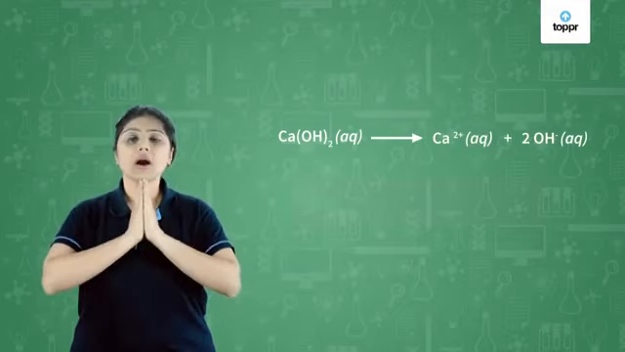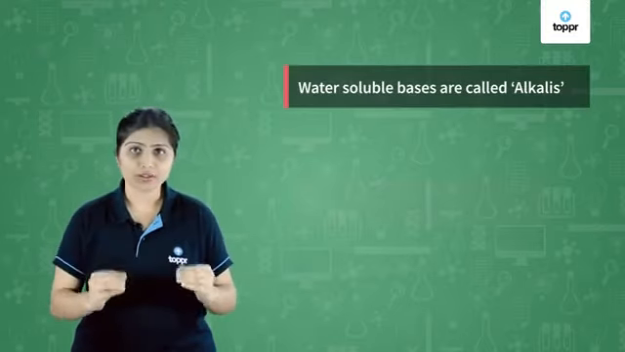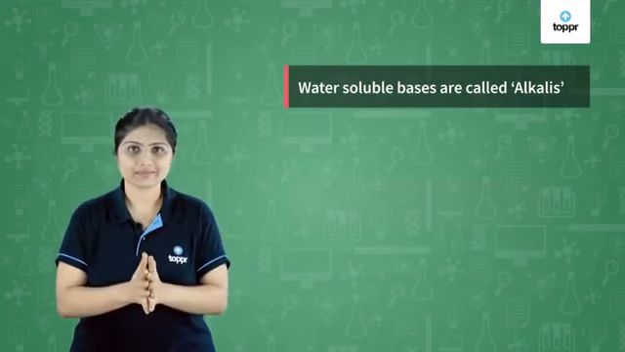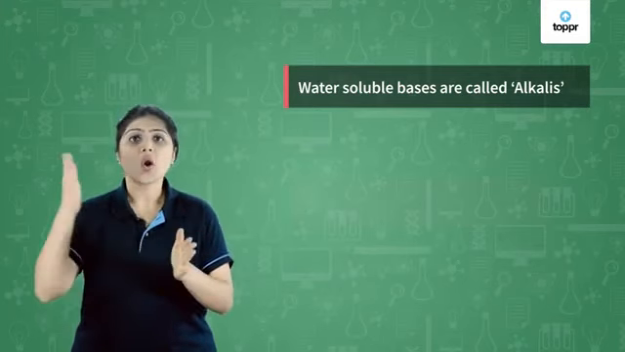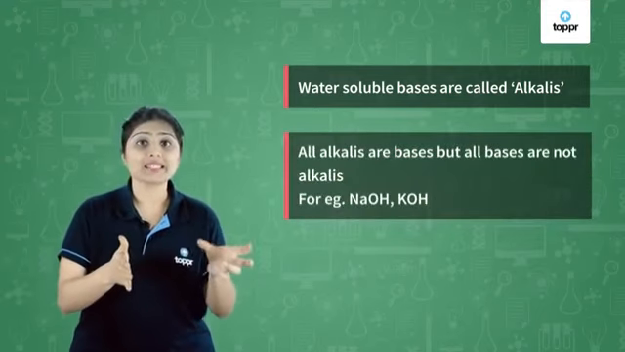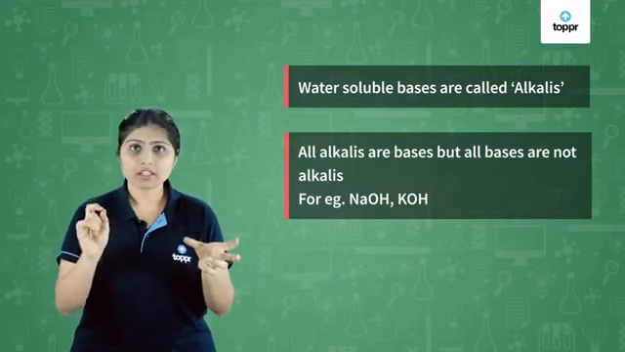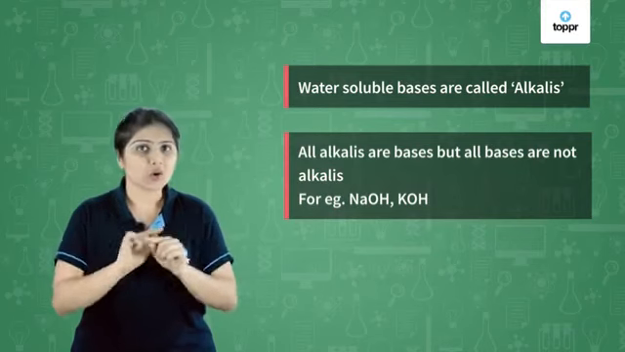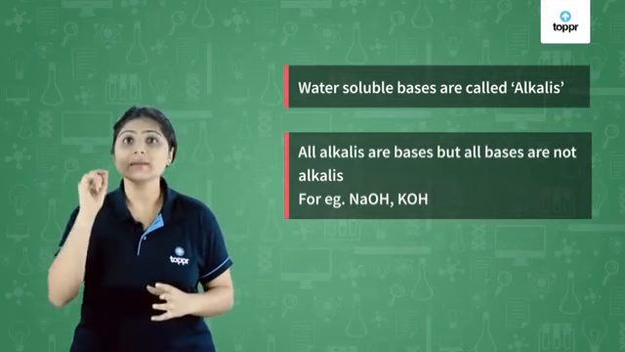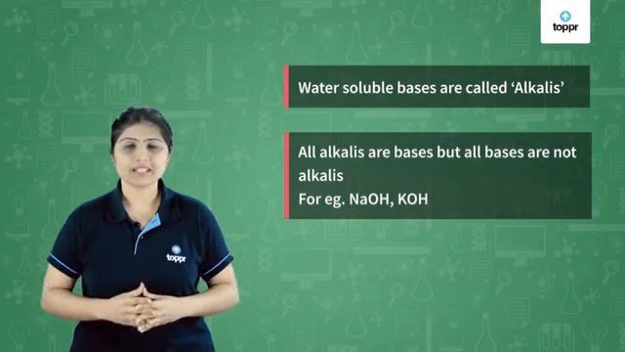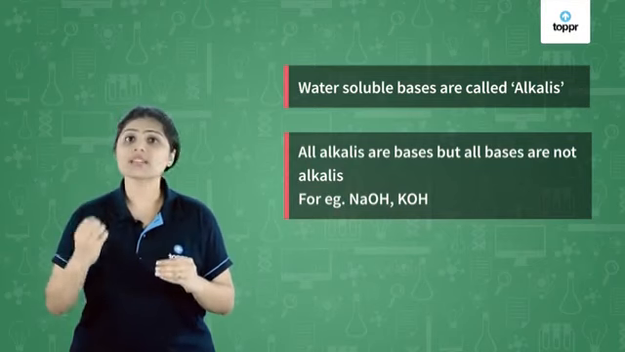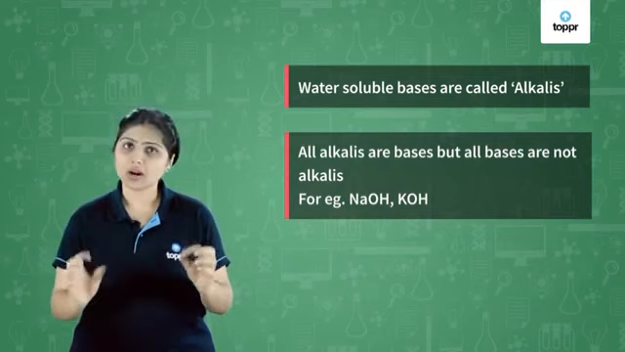Okay, now when we talk about bases, not all bases dissolve in water. And the bases which dissolve in water are called alkalis. So remember one line. All the alkalis are bases, but all the bases are not alkalis. Only the bases which dissolve in water are called alkalis. For example, sodium hydroxide and potassium hydroxide are called alkalis.